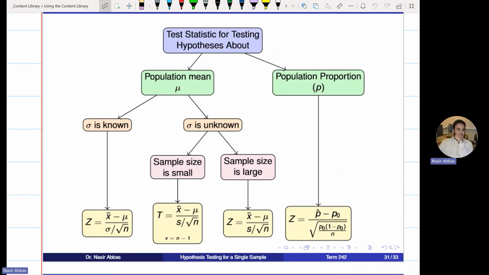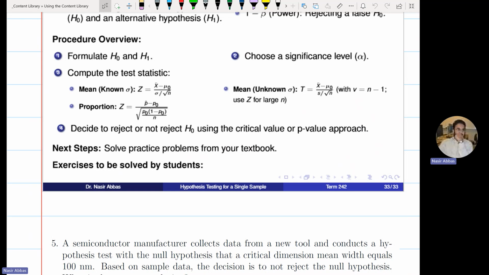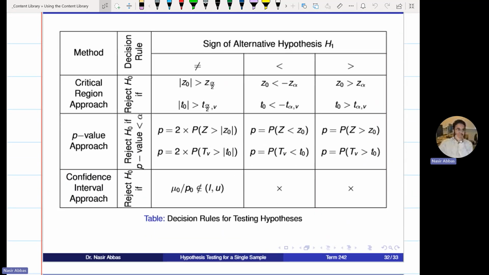Selection of test statistic depends upon what is the parameter you are interested in, whether sigma is known or unknown, whether sample size is large or small. For the selection of test statistic, come back to this slide. After selection of test statistic, we decide based on either rejection region approach, or p-value approach, or confidence interval approach. To have the p-value expression, rejection region expression, go back to slide number 32. This will give you everything about the rejection region.